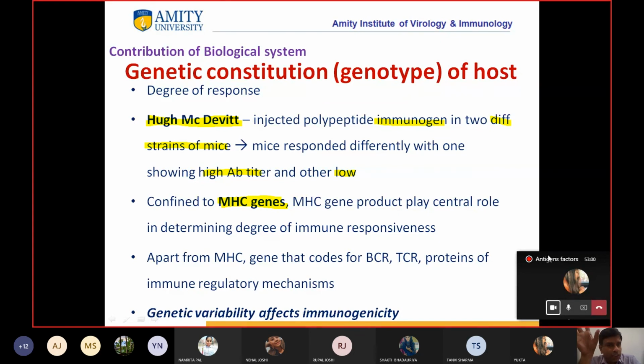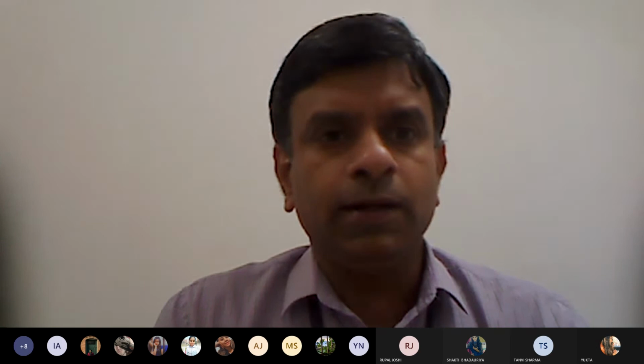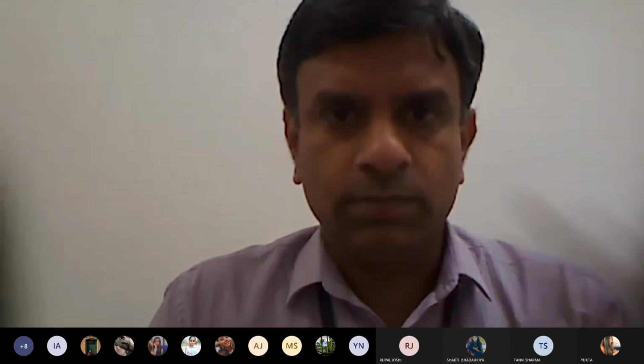Initially it was thought that it all depends on the MHC gene, but later, with a lot of other studies, it was observed that genes that code for B cell receptors or T cell receptors or various other proteins of the immune regulatory mechanism can also affect the kind of immune response. So basically genetic variability affects immunogenicity. I'll stop here because we have another class just after 5 minutes, and we'll discuss this point in the next hour.